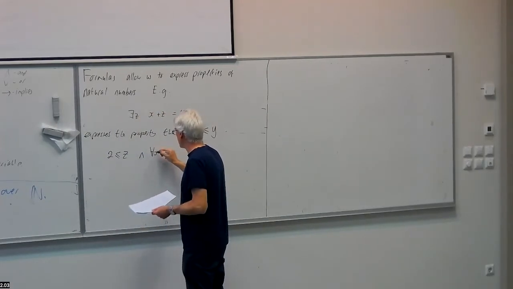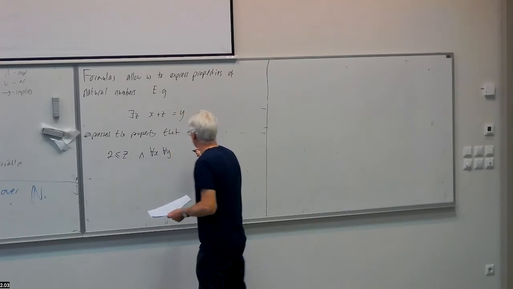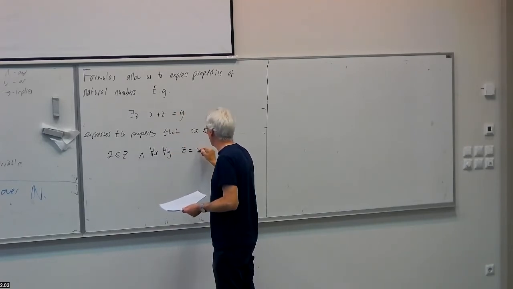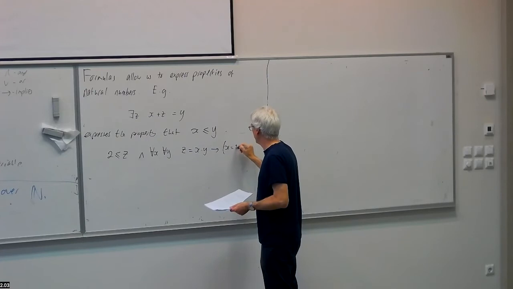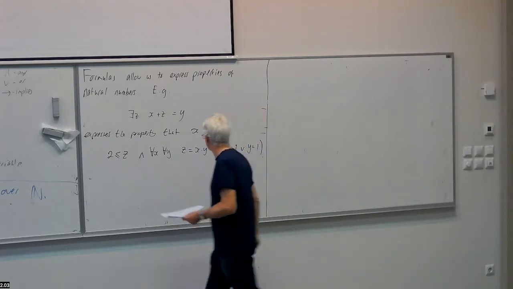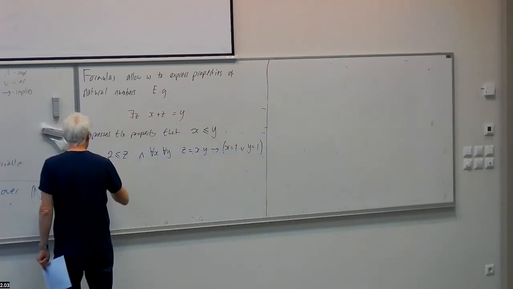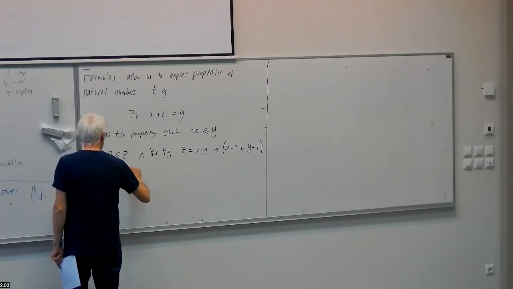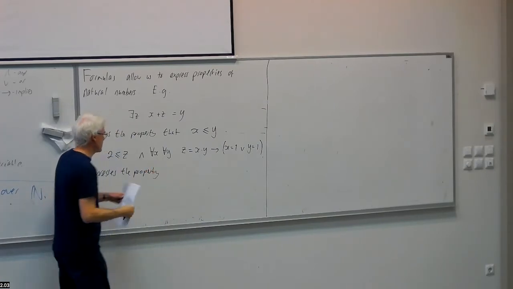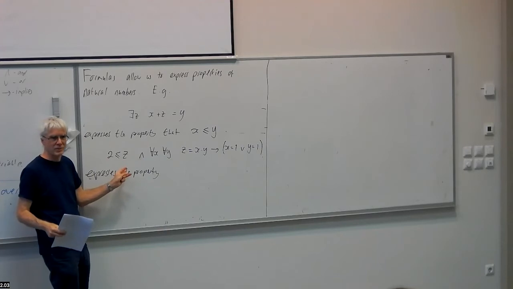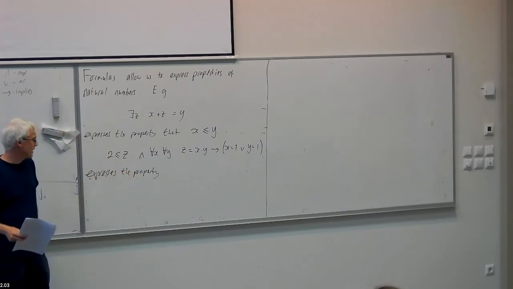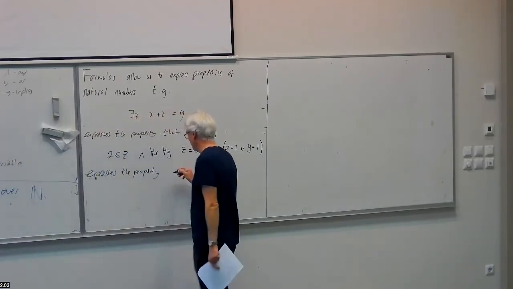for all x, for all y, z equals x times y implies x equals 1 or y equals 1. So this is expressed as a property. Because we're quantifying over x and y, it doesn't express a property of x and y, it expresses a property of z, which is the only variable that we don't quantify over. And what property does this express? The z is a prime number. Very good.